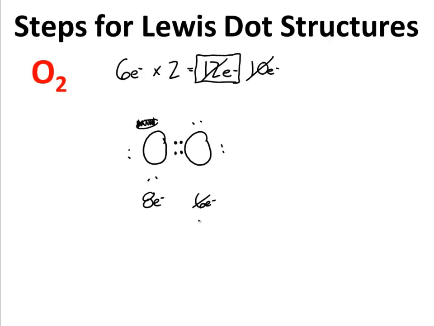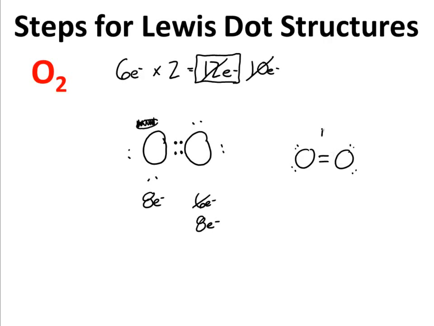So I don't have 6 electrons anymore. I have 8 electrons. That's right. What it's looking like, guys, is this. I have what's known as a double bond. And I'm also going to draw the remaining electrons, and I'm going to space them apart. And so my Lewis dot structure for oxygen actually shows one double bond shared in between the 2 oxygens.